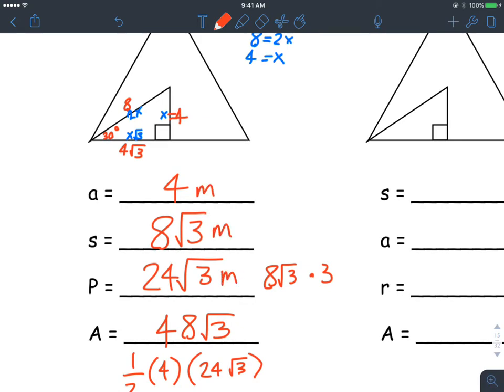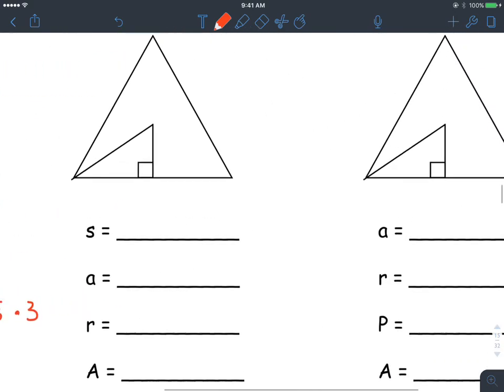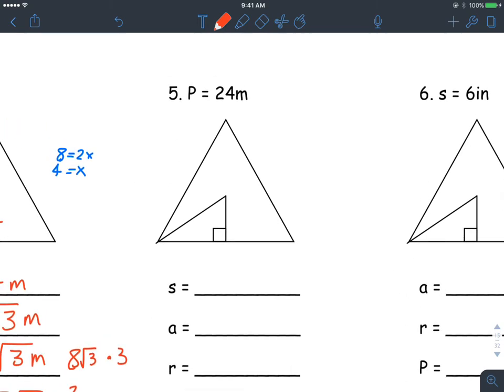Oh, meters, meters, meters, and then meters squared. And then you're good to go. Okay, let's try another one here. They might give us some different information. Oh yeah, so they give us a perimeter to find the side. Let's divide that by 3.